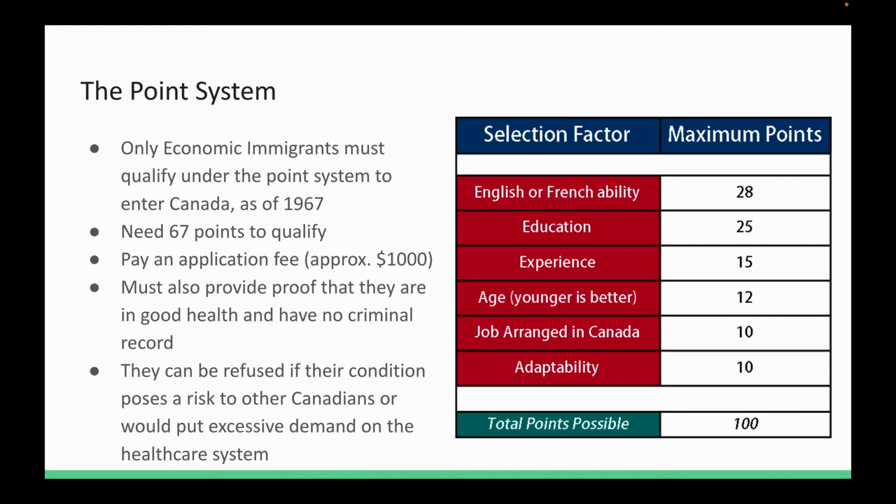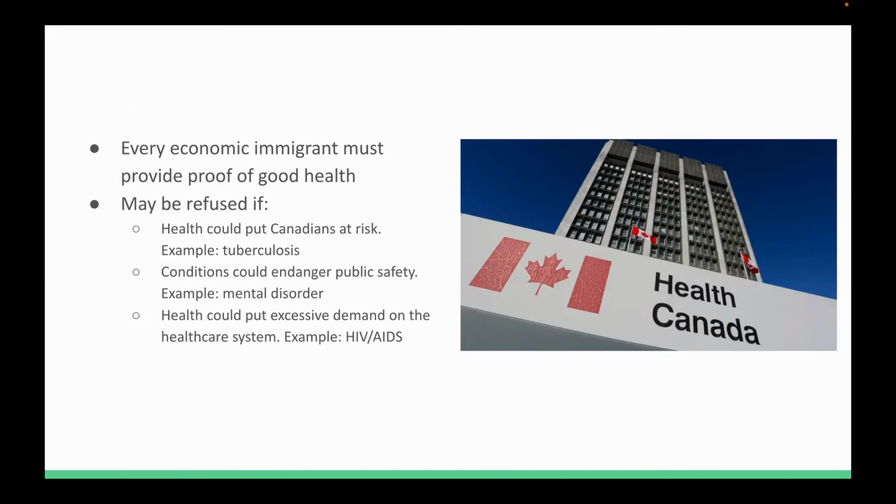So once you qualify with your 67 points, you pay your application fee roughly in the $1,000 range, and you have to provide proof that you are not a criminal and that you are in good health. If you pose a risk to Canadians, then you're not going to be able to come and immigrate to Canada. So if you've got that criminal record, maybe you do pose that risk to Canadians. Or if you're not in good health, then maybe you'll put too much strain on our healthcare system. And every economic immigrant that is coming in must provide proof that they are in good health.